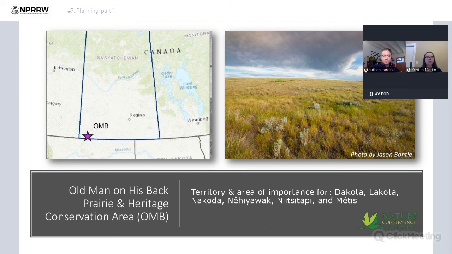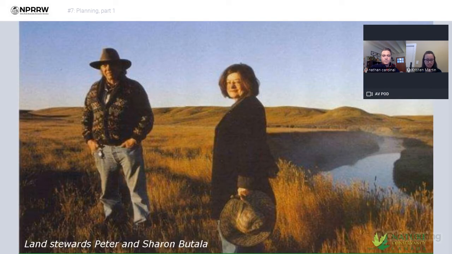One of the things that we were told during the engagement process was that this area really is of high importance and significance for many different Indigenous nations, that it was included in the traditional territories of many different communities, but also that this area, as well as the Cypress Hills just north of it, was and is also an important gathering place. The area itself was inhabited and used for thousands and thousands of years by Indigenous people.